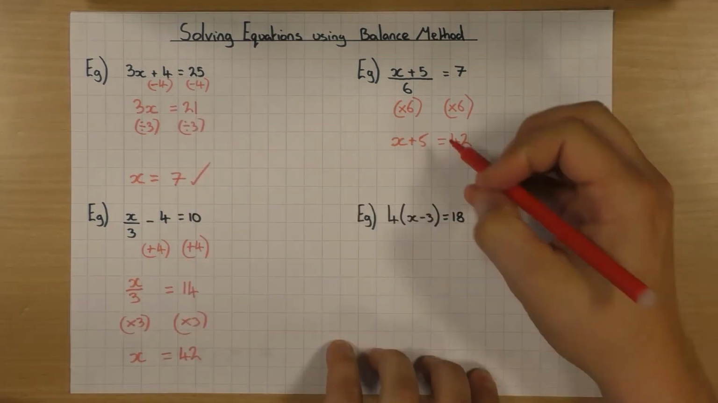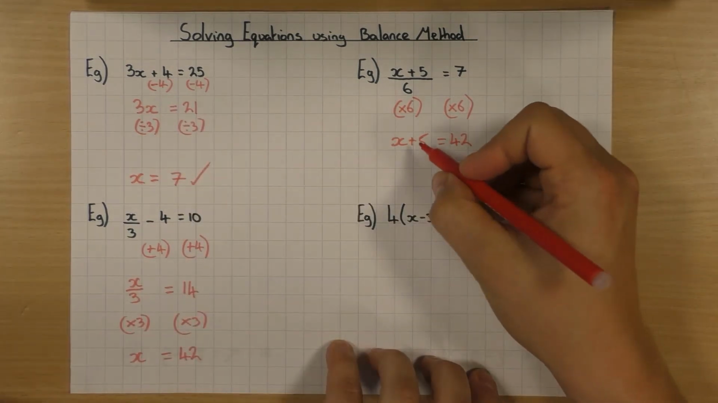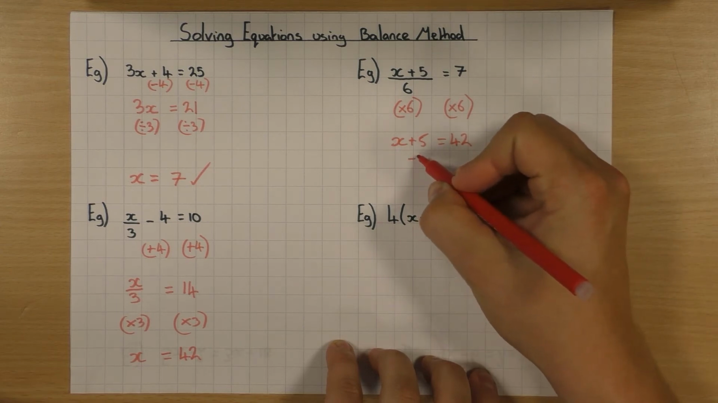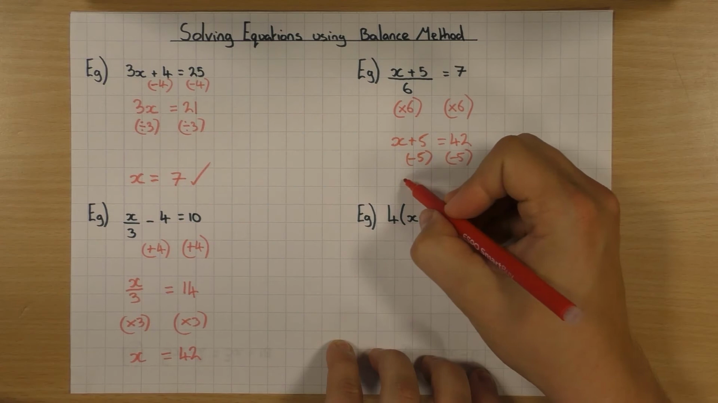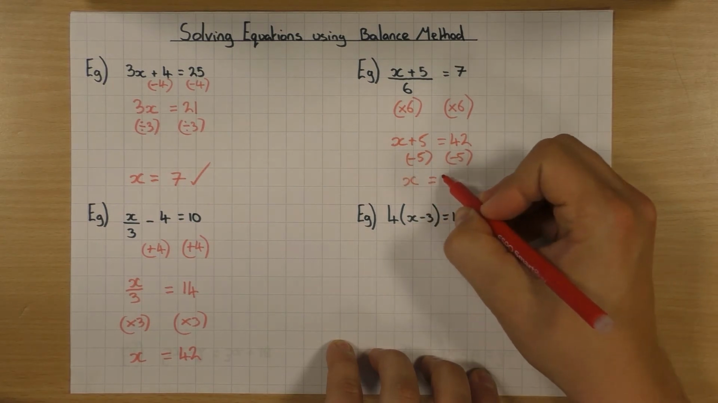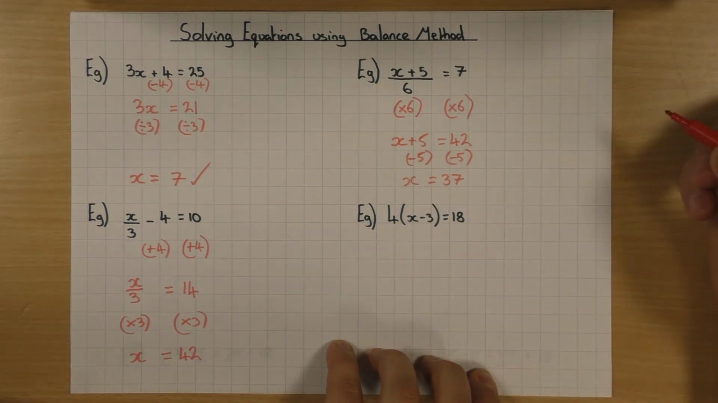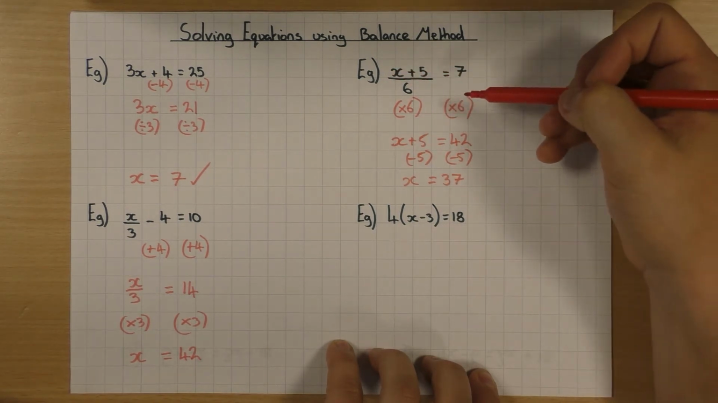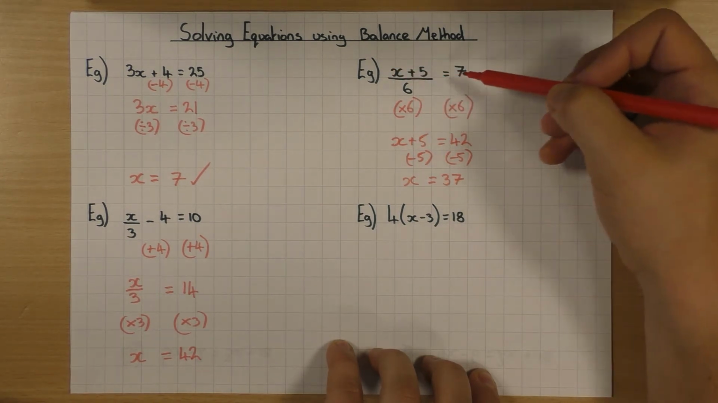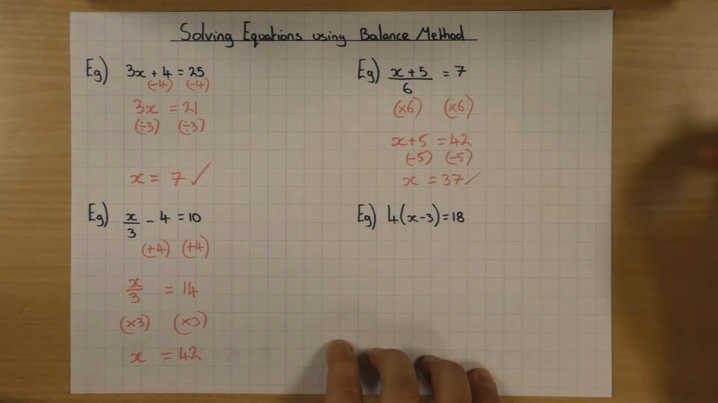Well, it's very similar to what we had up there. I just want to get rid of that 5. I can do that now because there's nothing holding me back. So I just take away 5 from both sides, which leaves me with x equals 37. And again, you can substitute that back into there and check it. So 37 plus 5 is obviously 42. 42 divided by 6 is 7. Again, you can just check it's right.